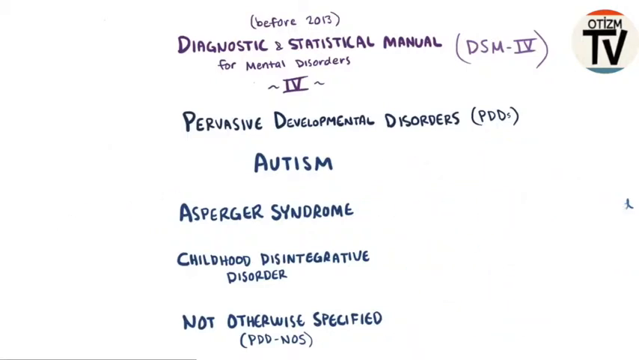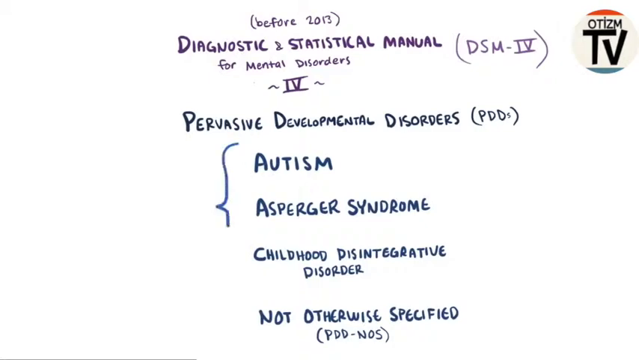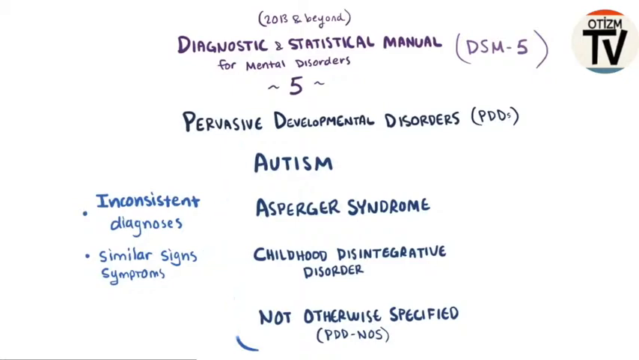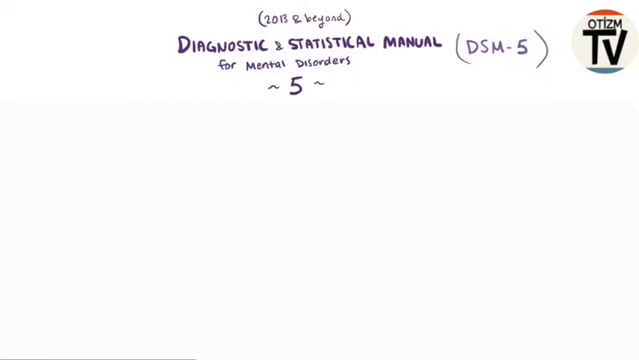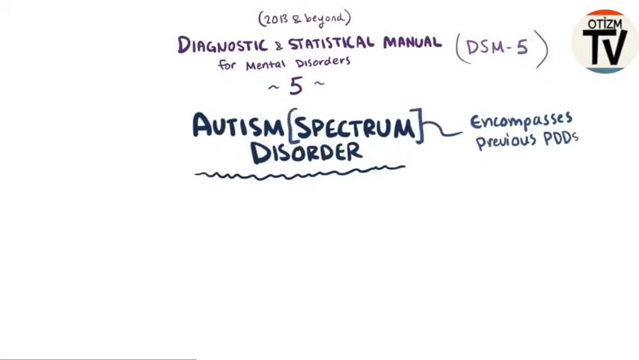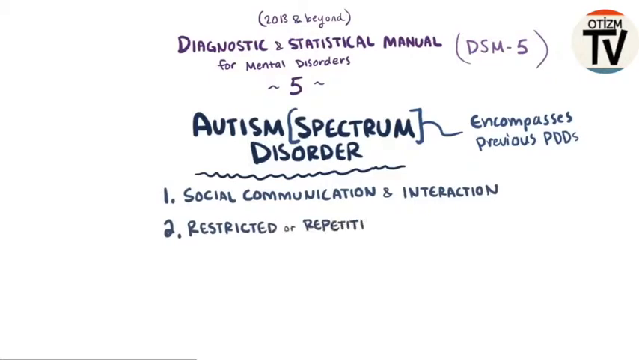Researchers found, however, that separate diagnoses of these pervasive developmental disorders weren't consistent across different clinics, since they tend to have very similar signs and symptoms. As of 2013, the DSM-5, a new revised edition, removed these terms and replaced them with Autism Spectrum Disorder, or ASD, which encompasses all of the previous pervasive developmental disorders, but uses a scale, or a spectrum, that differentiates based on the severity of two major areas: social communication and interaction deficits, and restrictive or repetitive behavior, interests, and activities.